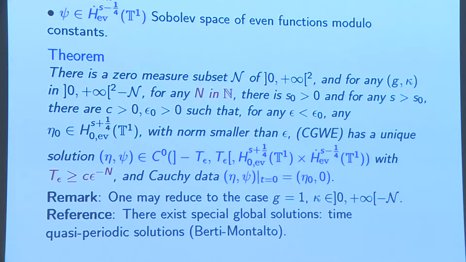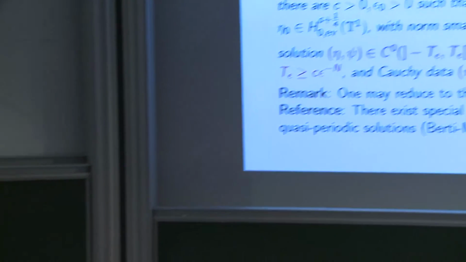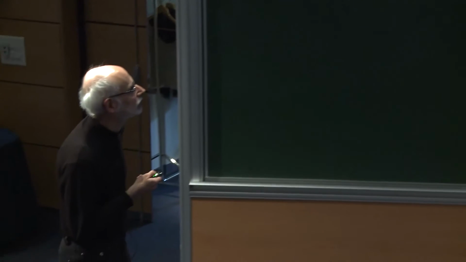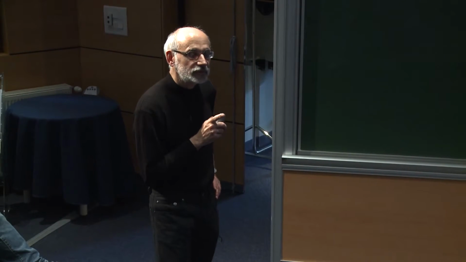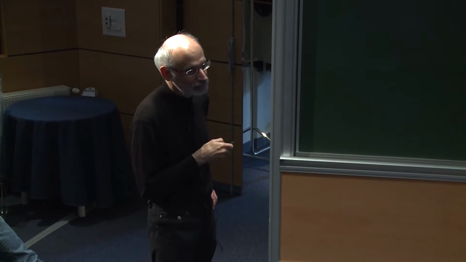And let me say also that this theorem provides almost global solutions for the Cauchy problem under the assumptions that I indicated. We do not know if one can obtain global solutions for the Cauchy problem. Or e to the 1 over epsilon. We do not know that.